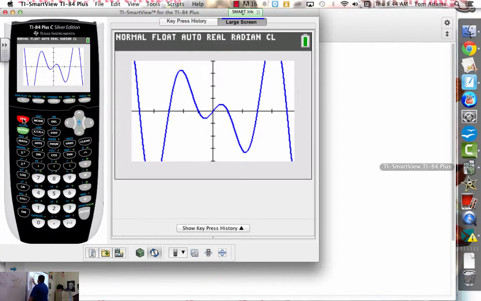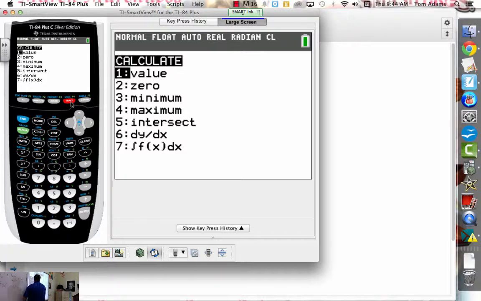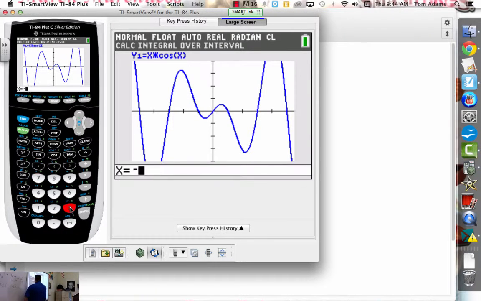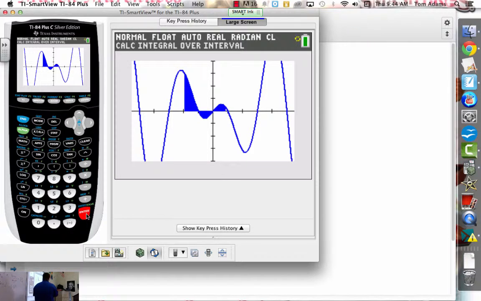All right, so if I go second trace, option number 7, and I take the lower boundary of negative 3 and the upper boundary of 3, as you can see there, I've got positive and negatives, and then it's 0. Because it's symmetrical about the origin, it's 0. I have just as many positive as I do negative, and they kind of cancel each other out. But clearly, there's some area there.